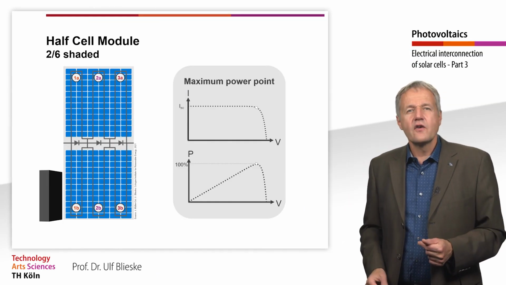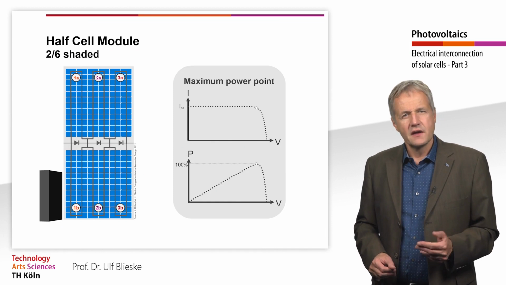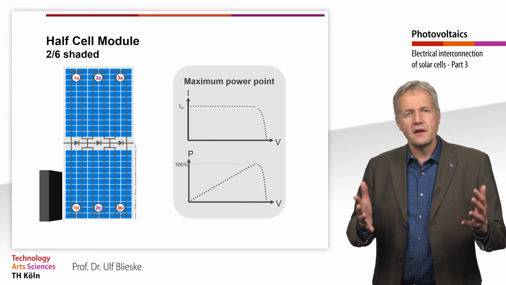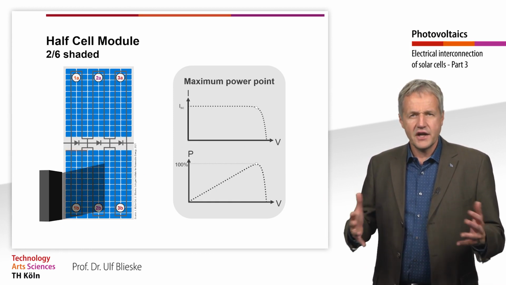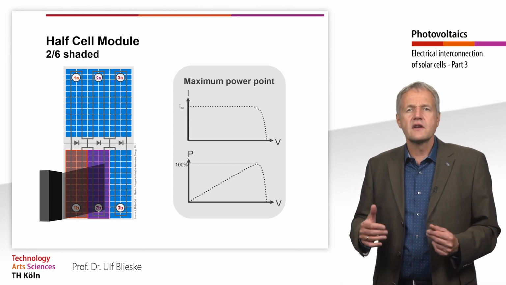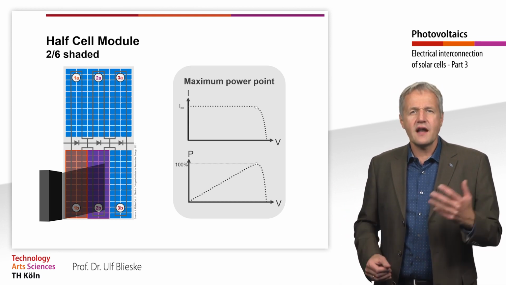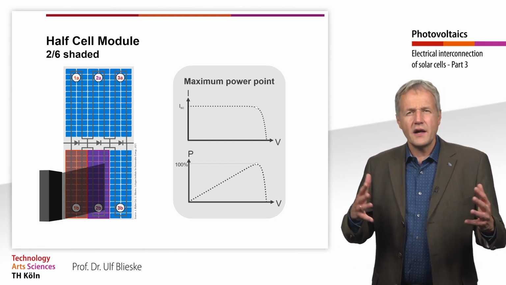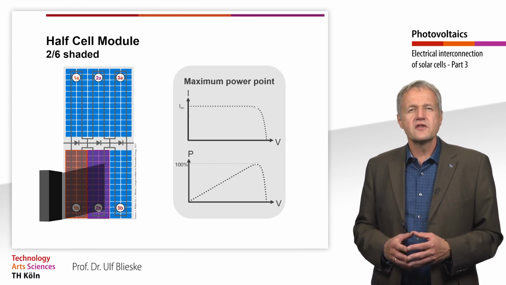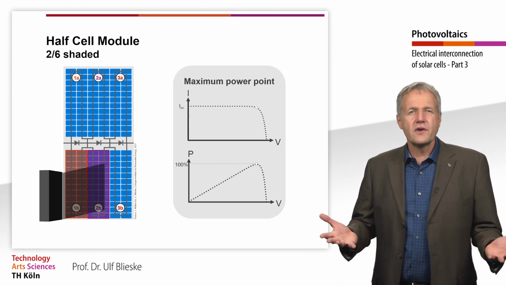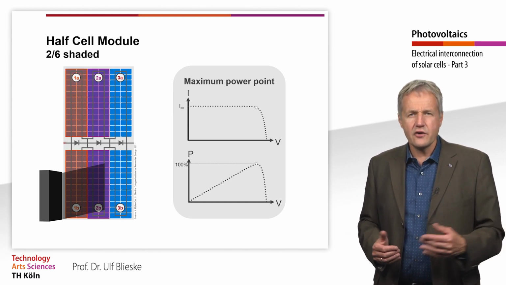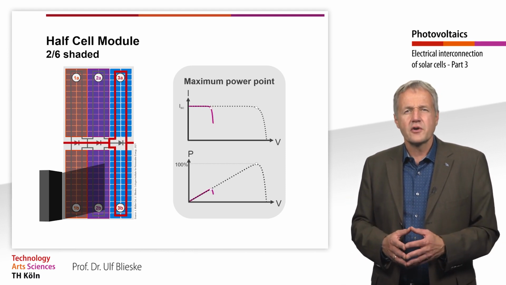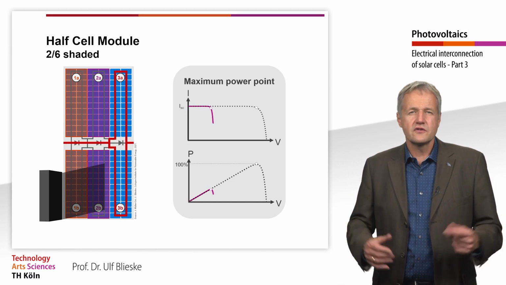It becomes interesting when more than one string is shaded. Let's assume that a larger part of the module, including cells from string 1B and 2B, is shaded. At high currents, the result is now the same as in the last case. Strings 1 and 2 will only produce half the current, while string 3 will continue to produce the full current. Therefore, both strings are completely bypassed at higher currents. In this case, the module power is only 33%, because only 1/3 of the cells contribute to the power production.